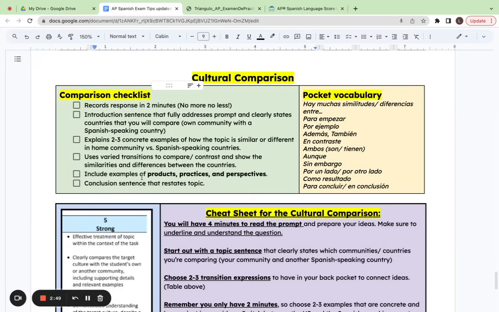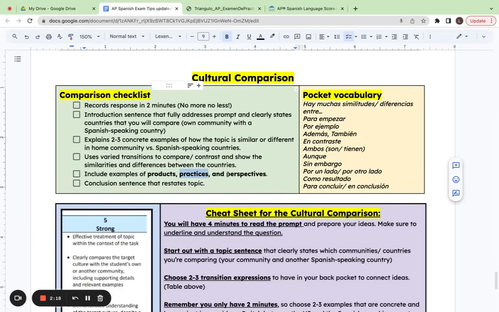When you are thinking about your examples, you want to include products, practices, and perspectives to score a 5. So what this means is you're not going to talk just about products, which are often the things that we eat, look at, such as art, listen to, music, any kinds of actual physical things that we may touch in a culture. But you also want to include practices, what people do, what traditions they might have, such as in Dia de los Muertos, going to the cemetery on Dia de los Muertos.